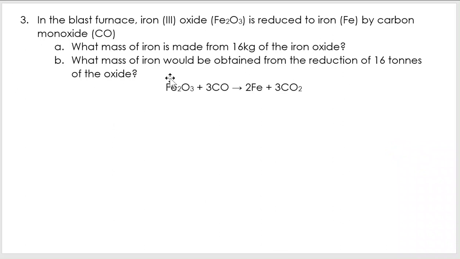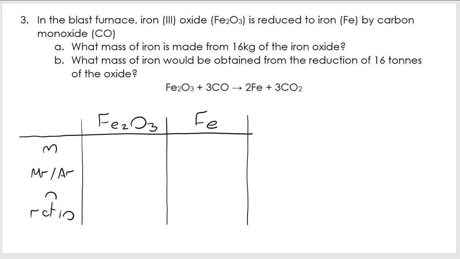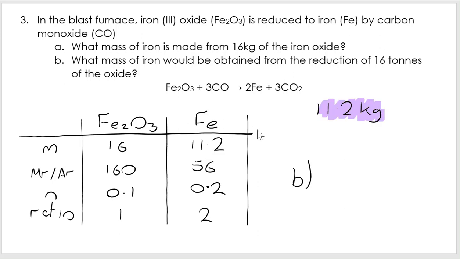And in this case, we are interested in the Fe2O3 and the Fe, so they go into my table. The rest of the table is identical. I'm told that I've got 16, actually kilograms, but it scales up. So I'm just going to put the 16 in. I've got my relative molecular masses of 160, and actually relative atomic mass of 56. 16 over 160 gives me 0.1 moles, and my mole ratio here is 1 to 2. So 1 to 2 ratio means 0.1 moles would make 0.2 moles. I've now got my moles and my relative atomic mass, multiply those together, and it gives me 11.2.